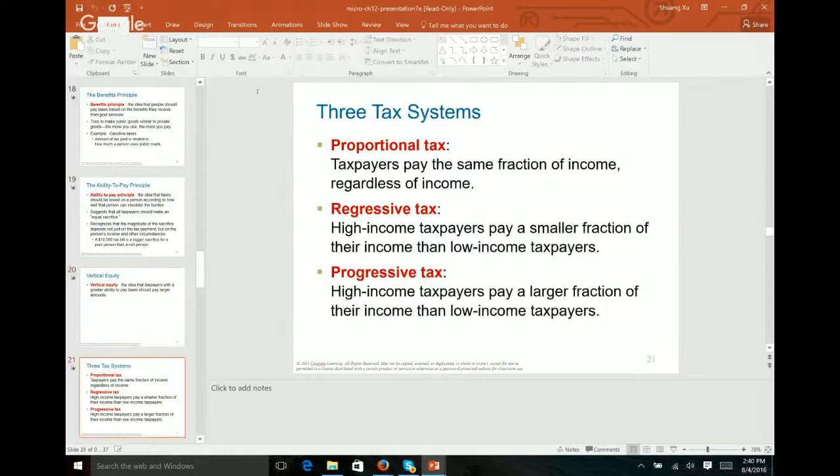This is important. Different tax systems: proportional, regressive, and progressive. Proportional means the taxpayer pays the same fraction of income in tax regardless of how much income you have. So imagine if everybody pays a flat rate.